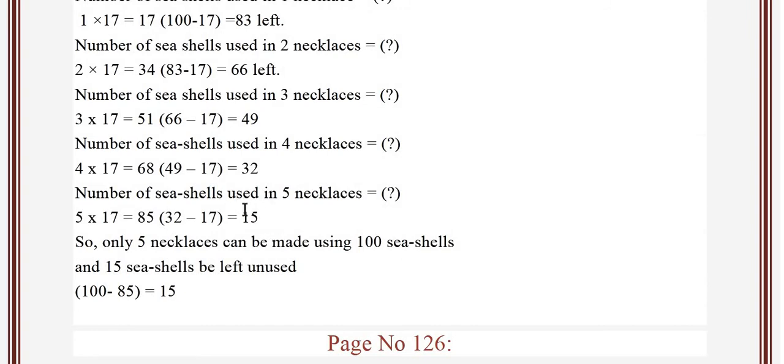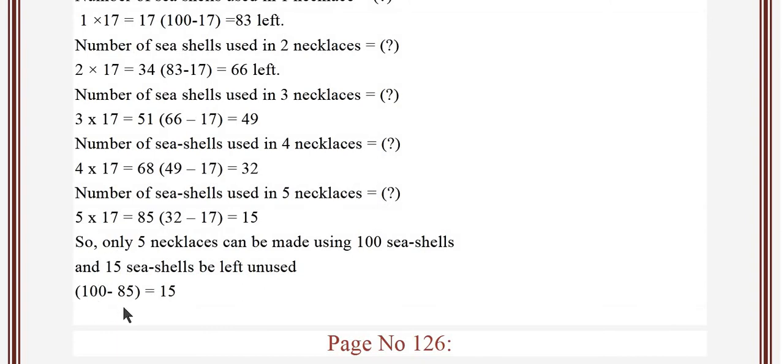Now, with these 15 seashells, another necklace is not possible. So only 5 necklaces can be made using 100 seashells and 15 seashells will be left unused, because from 15 seashells, one necklace is not possible, since in one necklace he used 17 seashells. So 5 necklaces and 15 seashells will be left unused.